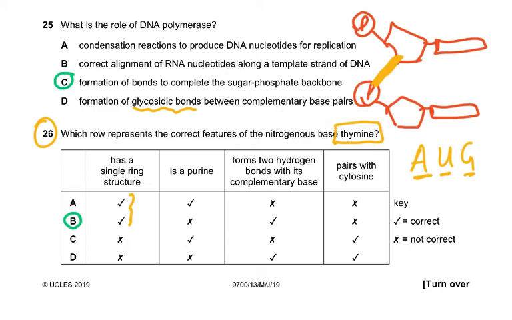Then let's now look at the third thing, forms two hydrogen bonds. Now we all know that adenine and thymine form two hydrogen bonds. And I told you C and G form three. C is the third letter of the alphabet, so C and G form three hydrogen bonds. Then pairs with cytosine, that was wrong. So I'm sure everybody could do this question. This wasn't a very difficult question.